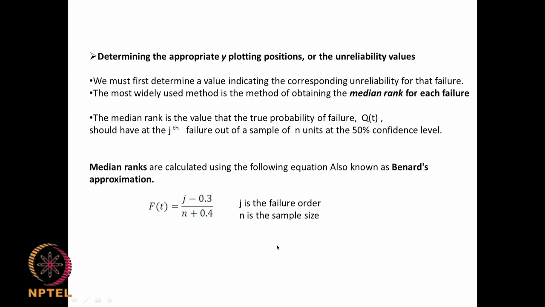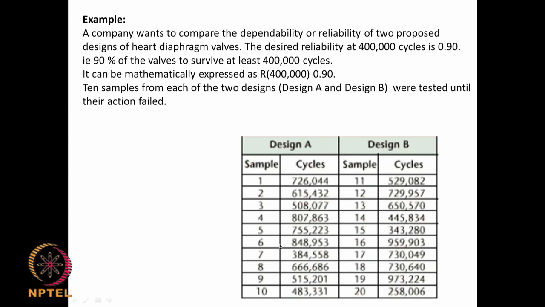You may think it is of no use, but then look at this problem. A company has two designs for manufacturing hard diaphragm valves, design A and design B. The desired reliability at 400,000 cycles is 0.9, that is 90% of the valves should survive at least 400,000 cycles.